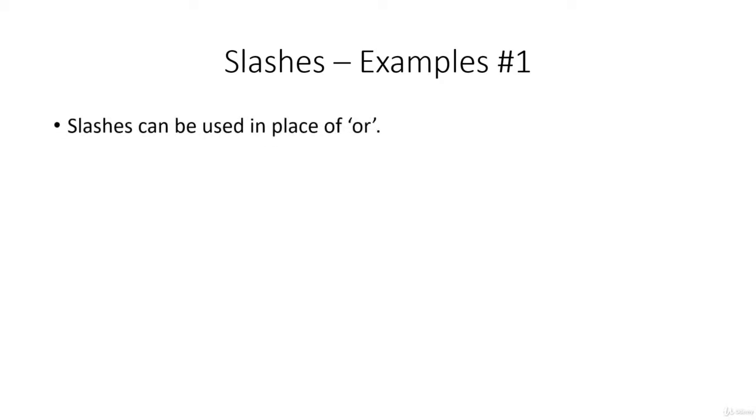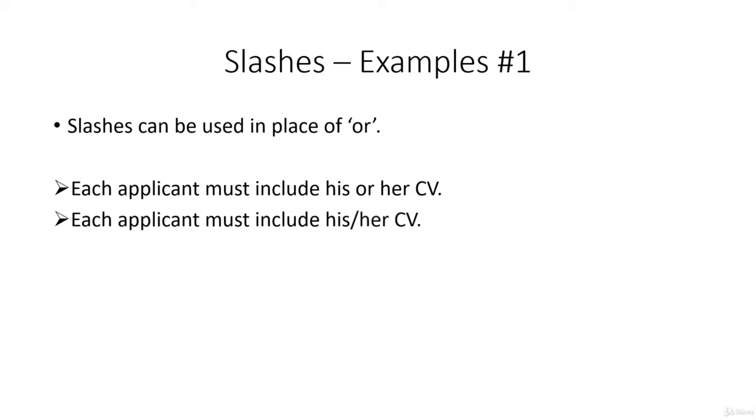Using a slash in place of "or". Each applicant must include his or her CV. Or we can replace the "or" with a slash, as shown here. But when we say the sentence, we still say it the same, as in each applicant must include his or her CV. And please note there's no space around the slash, there's no blanks.